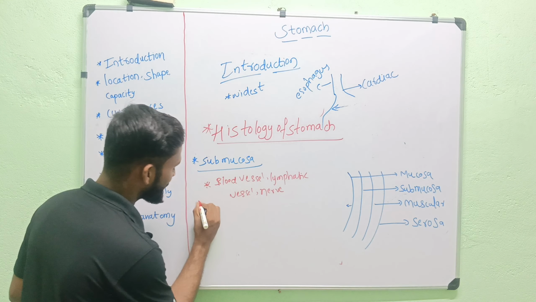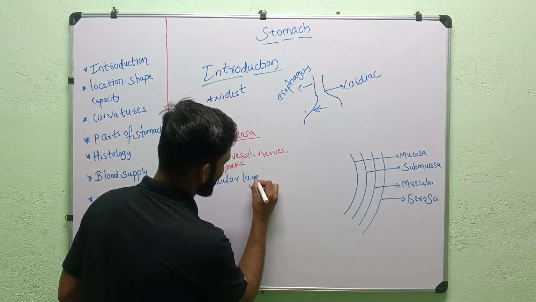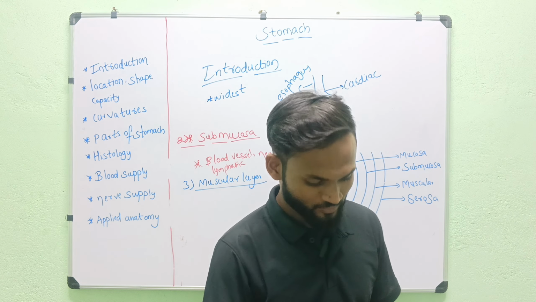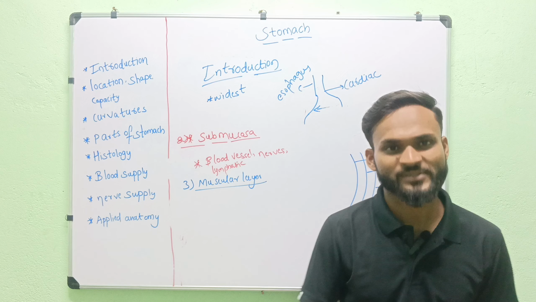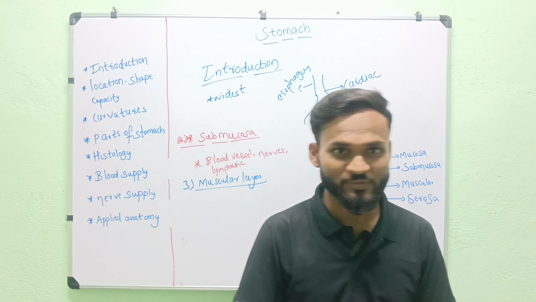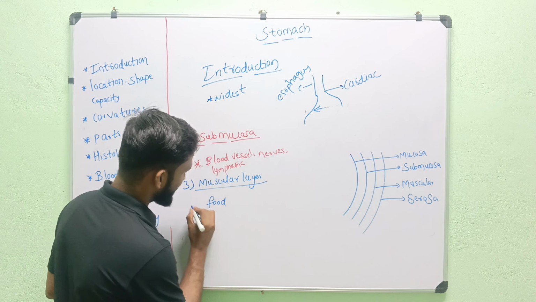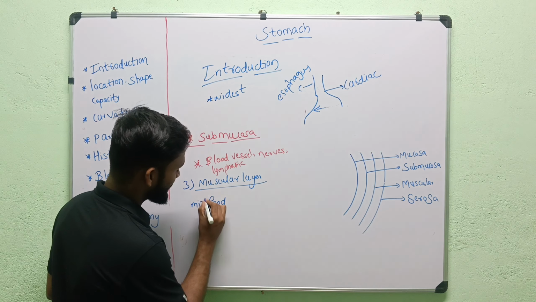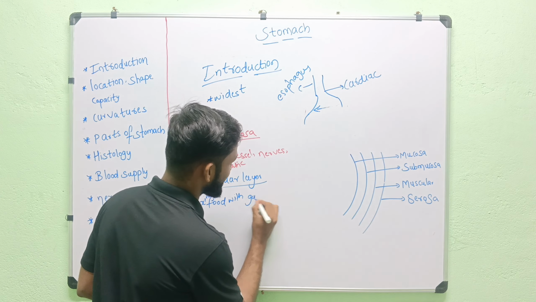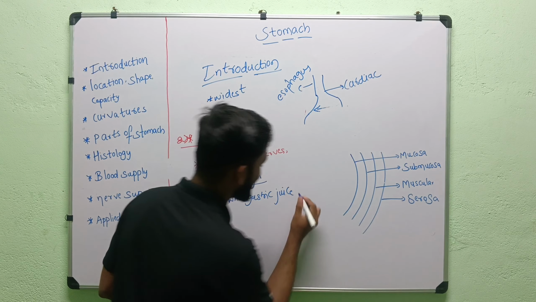And the third layer is your muscular layer. The third layer of the stomach is your muscular layer. It has the specialized muscles which are going to develop the peristaltic movement, the wave-like movement, which is helpful for the mixing of food with your gastric juice, and they are going to propel the food.